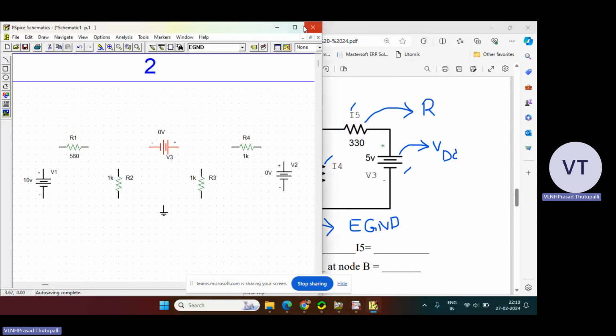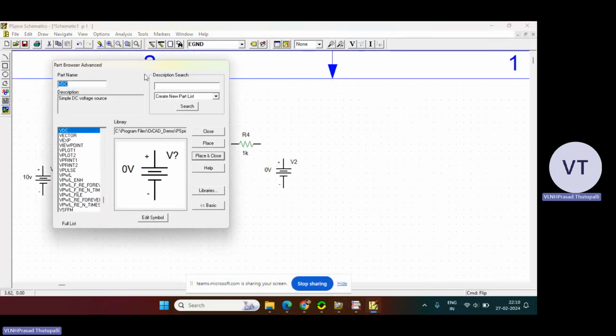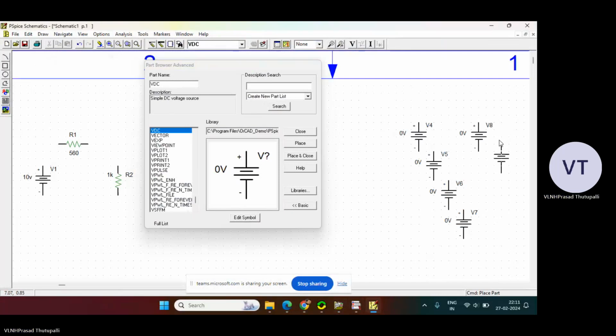For that, I have gone to Draw and then clicked on Get New Part. This dialog box will open. I have given the part name VDC. You click on Place and you get the required component. If you require it more times, you click on the screen. If you require 5 power supplies, 5 VDCs for your circuit, you click on the work area 5 times. If you don't want more, you click on Escape.